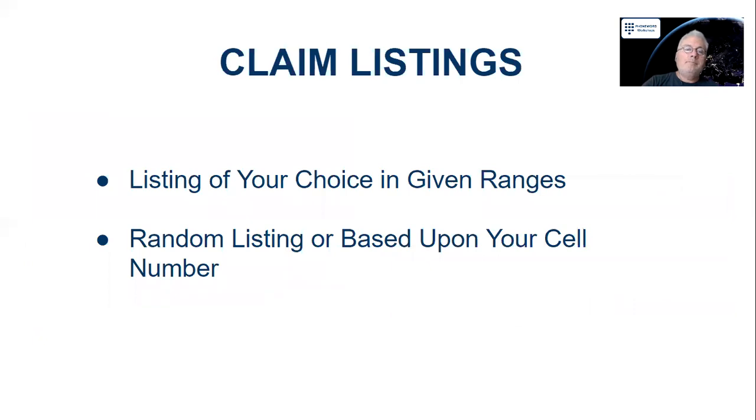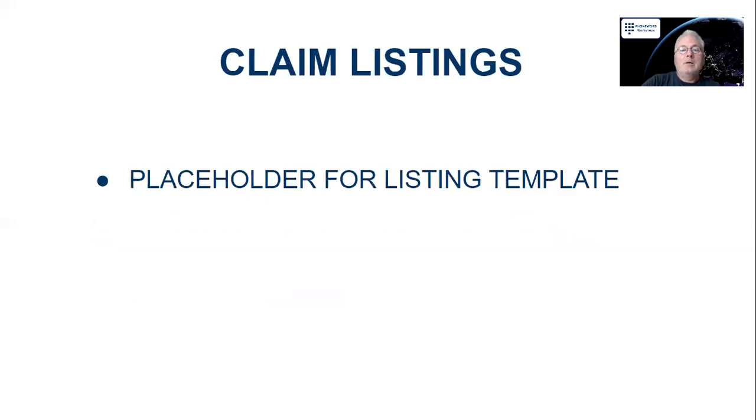So you should basically look and see if the listing of your choice is available in the preliminary given ranges. And also think about which one of the prefixes you might be interested in for your random registration or listing that's derived from your cell number. We will have a template available soon that you can take a look at that shows you all the information that goes into the listing that is available on the GitHub repository page that I just showed you, if you want to take a look at that.